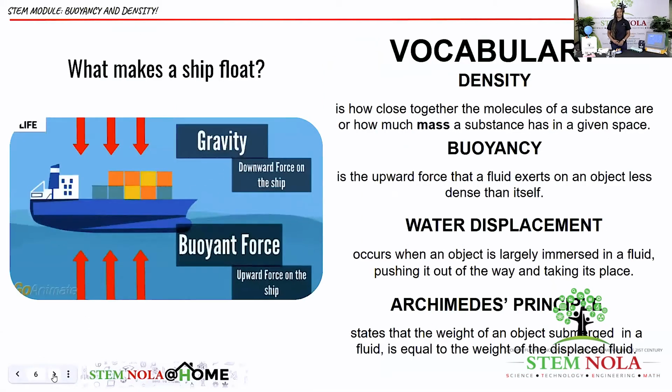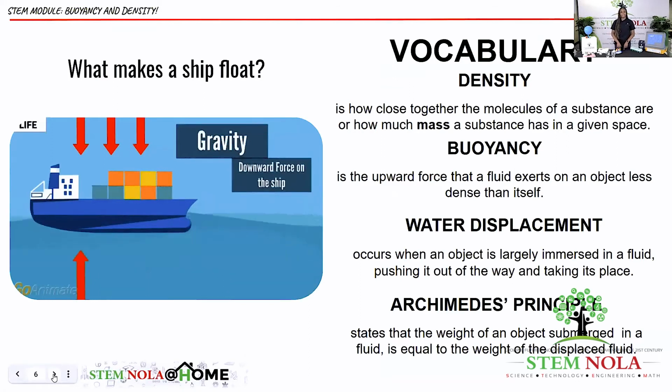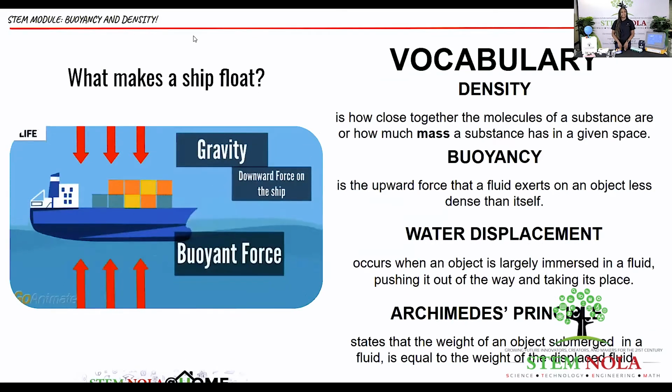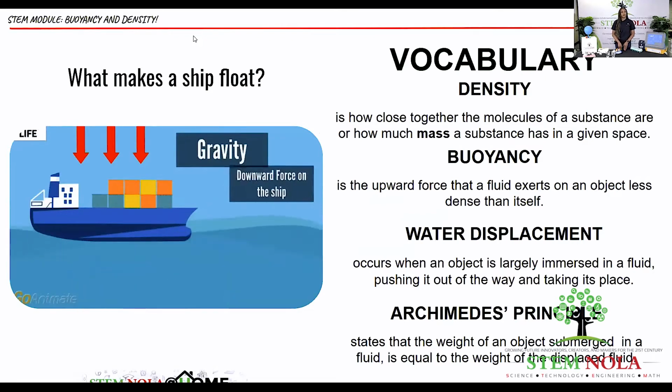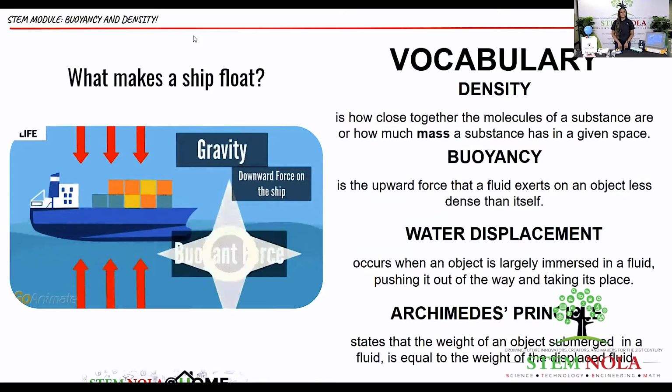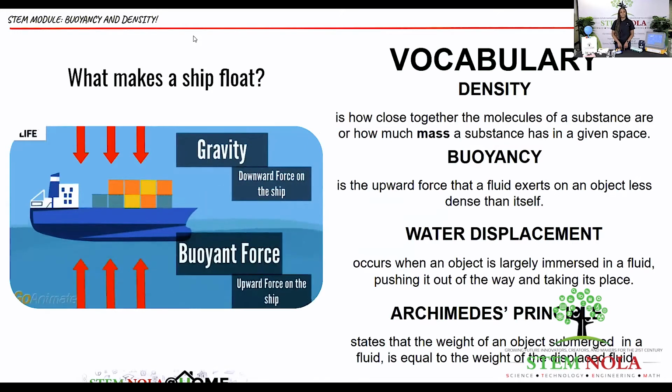All right, so the first vocabulary term is density. Density is how close together the molecules of a substance are, or how much mass a substance has in a given space. Buoyancy is the upward force that a fluid exerts on an object less dense than itself. Water displacement occurs when an object is largely immersed in a fluid, pushing it up out of the way and taking its place. Archimedes' principle states that the weight of an object submerged in a fluid is equal to the weight of the displaced fluid.